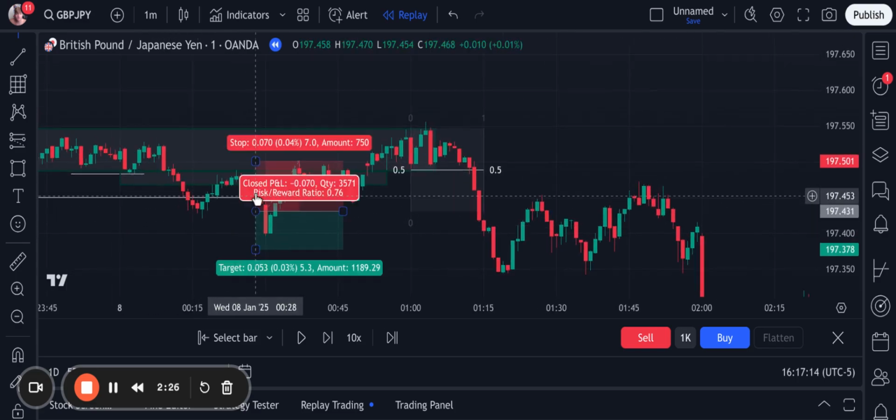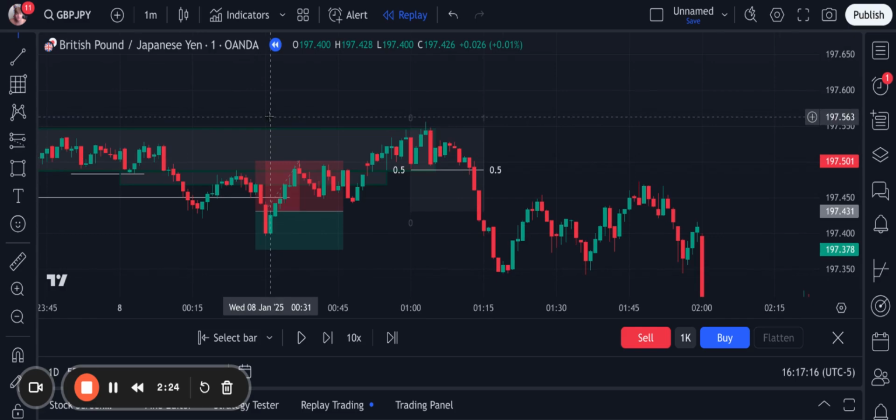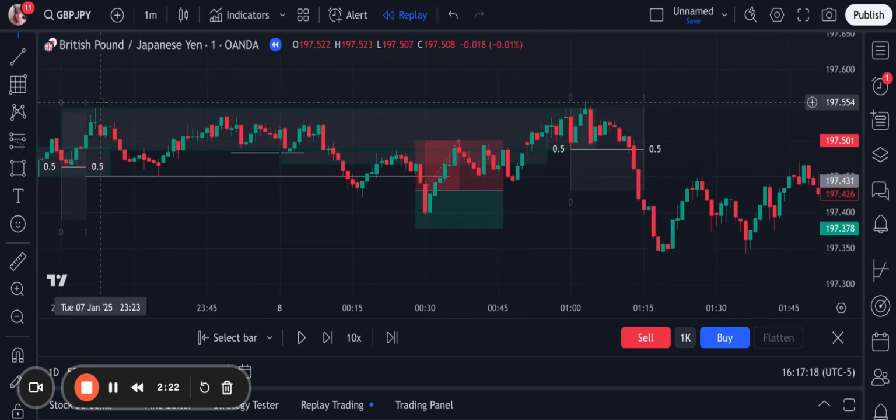I had a tight stop loss. I didn't have my stop loss up here above this high, but if I did, I probably would have had it pretty tight. But if I didn't have it tight, if I had it all the way up here, that was the only way that I would have been able to successfully enter into this trade.